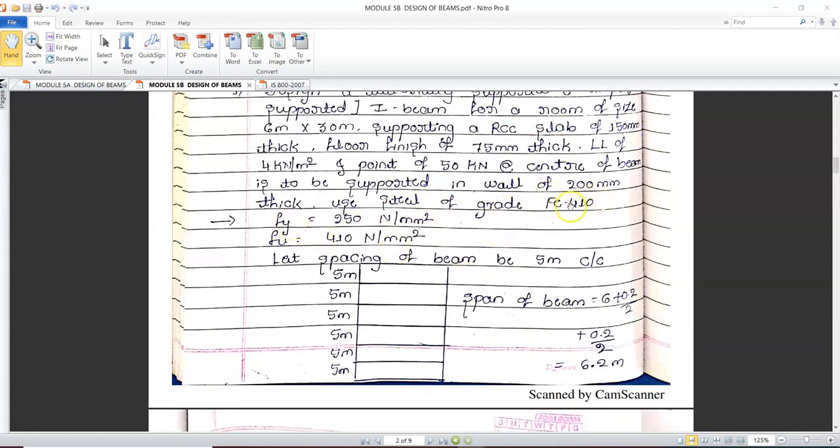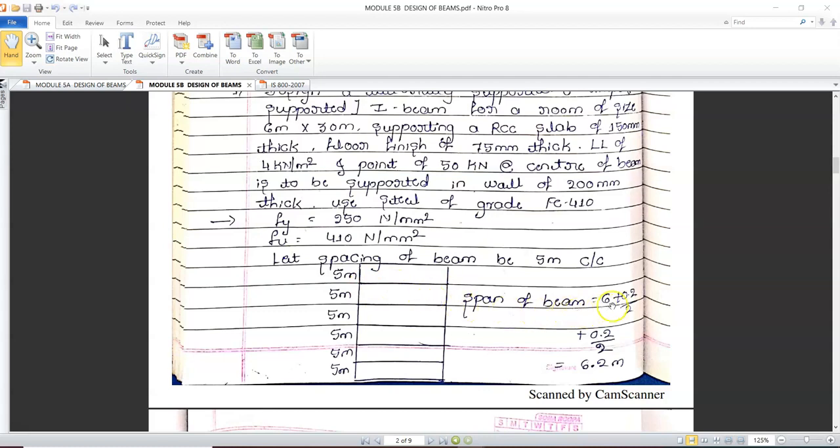Now for this grade of steel Fe410, your yield strength will be 250 Newton per square mm and ultimate strength Fu will be 410 Newton per square mm. Now since the room is of size 6 meter and 30 meter, the beams are provided on the shorter span. That is, the beams are provided on the 6 meter span at a spacing of 5 meter center to center.